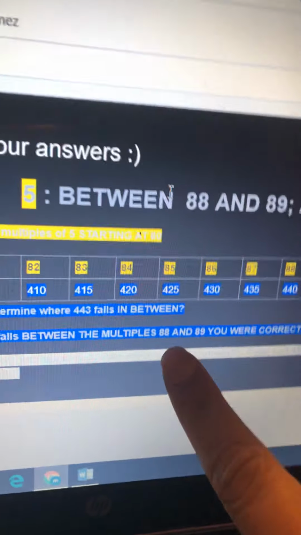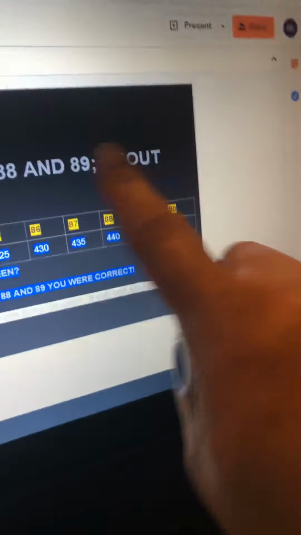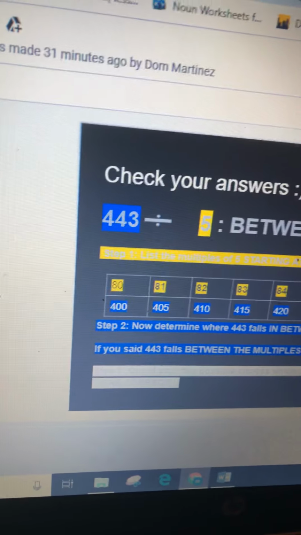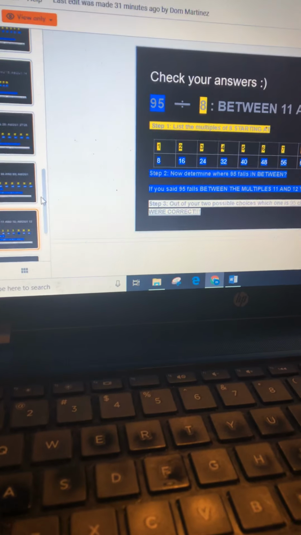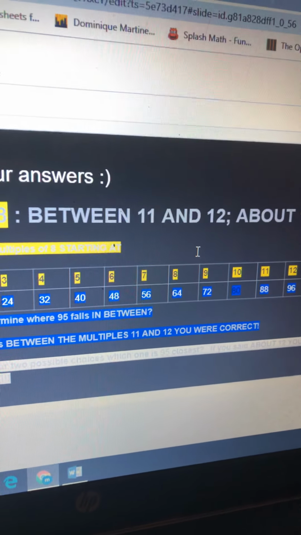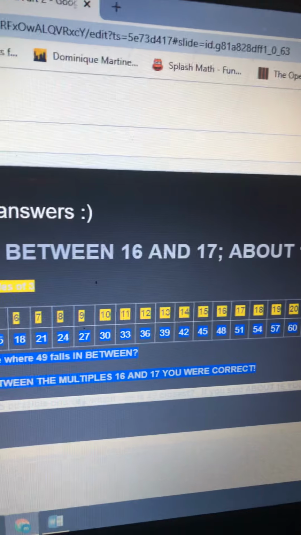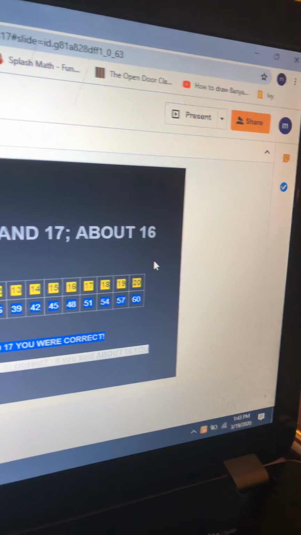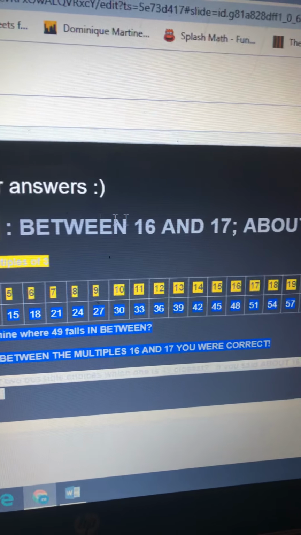Okay, right there. So your answer should have been between 88 and 89 and about, ooh, Misty did not put that in, but it should be about 89. Okay, that was my fault. All right, your last two problems I'm going to take you through really quick. Your two answers should have been between 11 and 12 and about 12. And your final one would have been between 16 and 17, and your answer would have been about 16. So it needs to read this way.